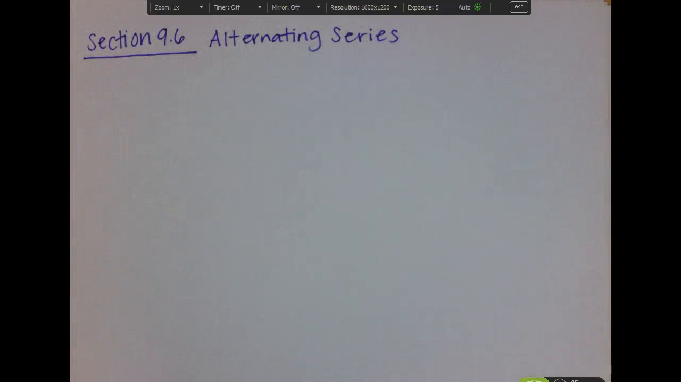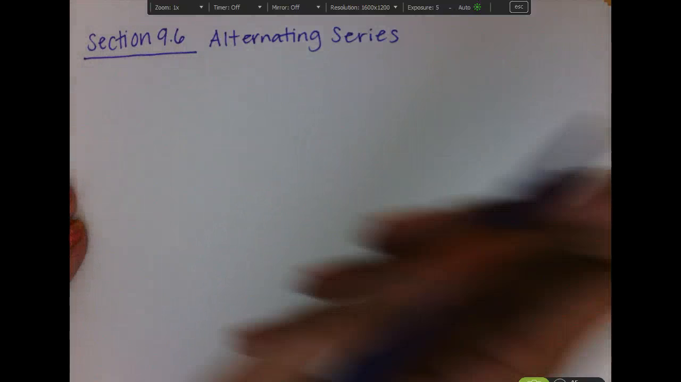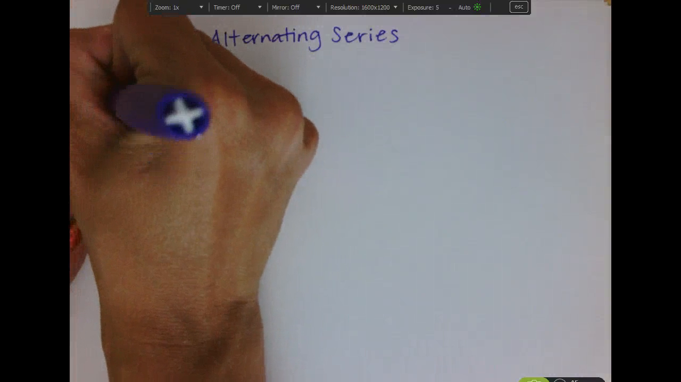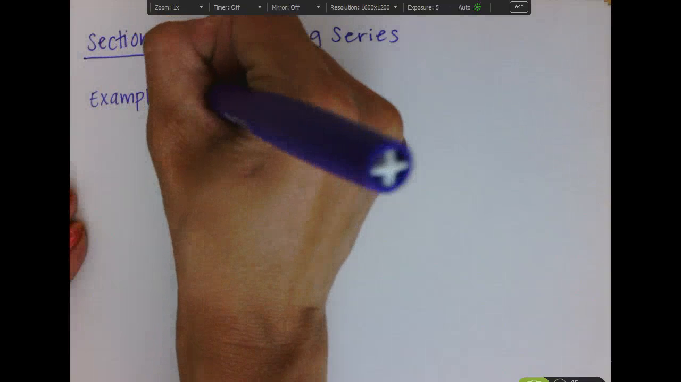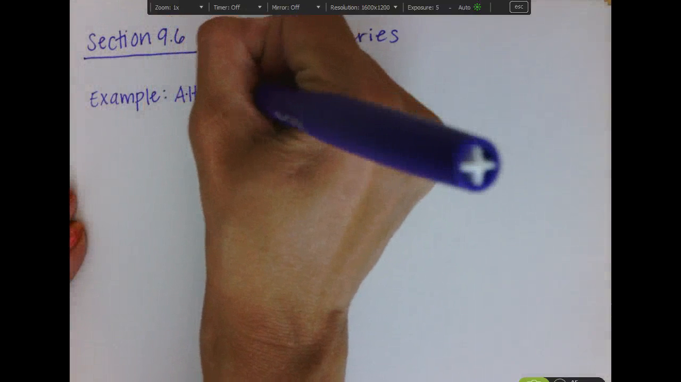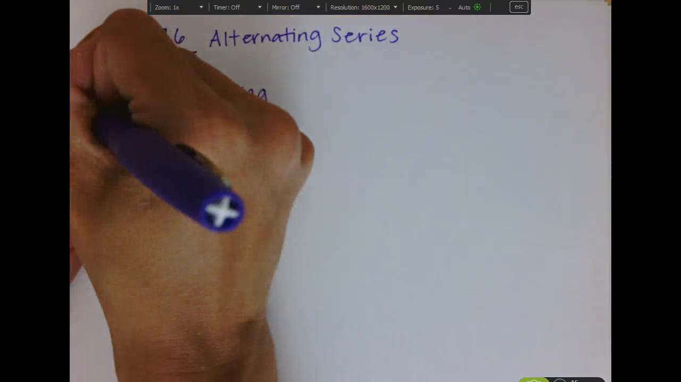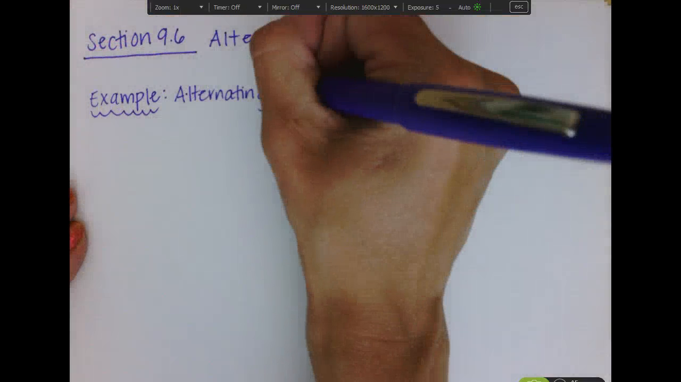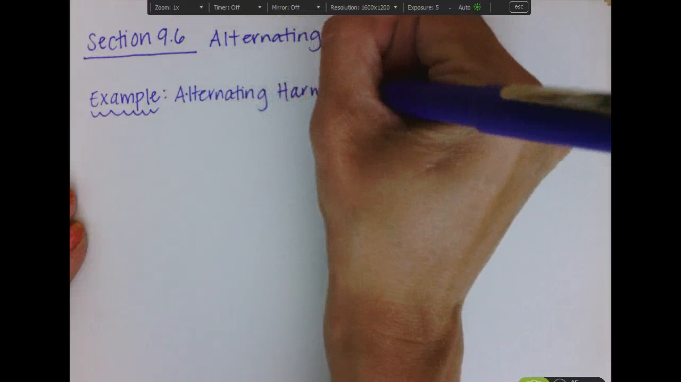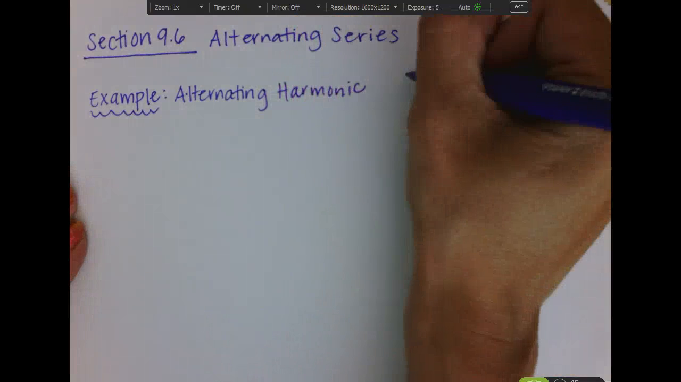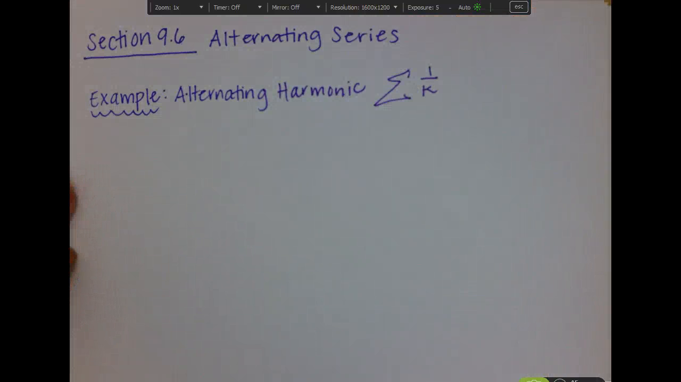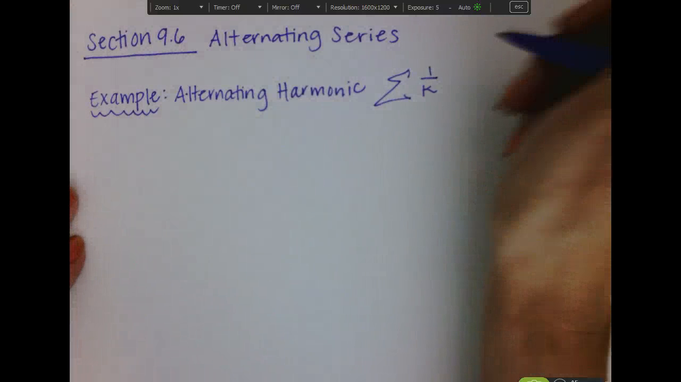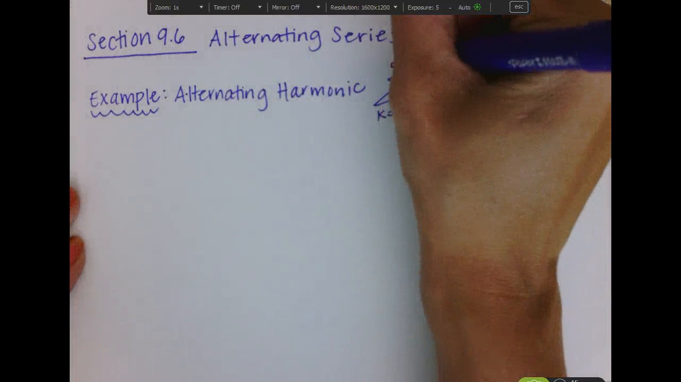In section 9.6, we're going to look at what are called alternating series. An example of an alternating series would be the alternating harmonic series. We looked at the harmonic series back in section 9.4. In that series, what we had was 1 over k as the rule for creating that infinite series from k equals 1 to k equals infinity.